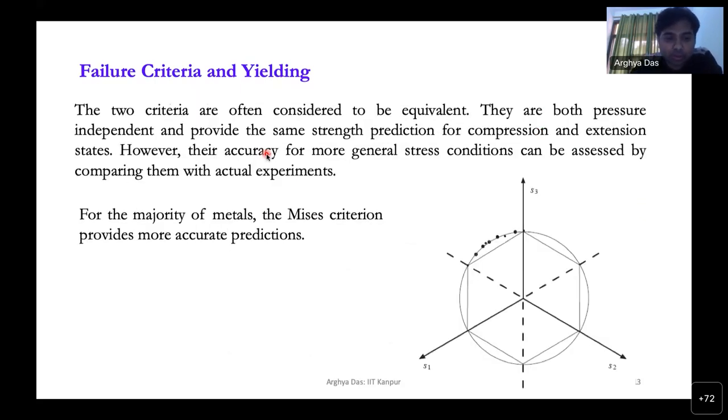The point is that, as I was mentioning, these two failure criteria are often considered equivalent, except in a very few cases. They are identical at the topmost nodal position. That means if these three axes are my sigma 1, sigma 2 and sigma 3 axes, as we move along any of the axes, we are in an axisymmetric situation, and as we deviate from that axis, we are in a situation where all three principal stresses are different. It has been found that in a variety of materials these two actually provide two bounds, an upper bound solution and a lower bound solution. Otherwise, they give the same solution in an axisymmetric type of condition.